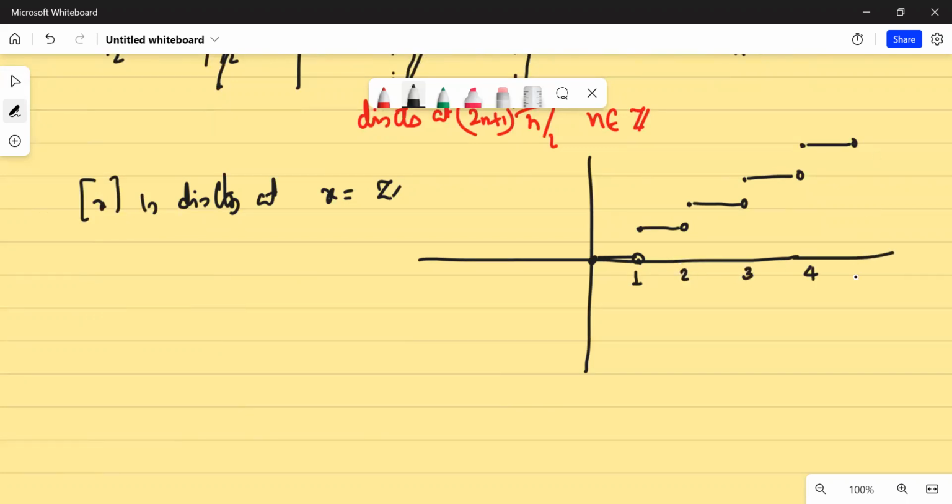Do I need to elaborate this? I mean, no, sir, I got it. You got my point now. So your greatest integer x is discontinuous at all these points.